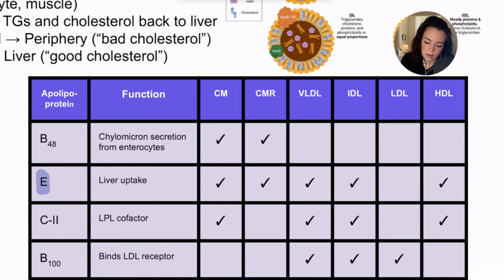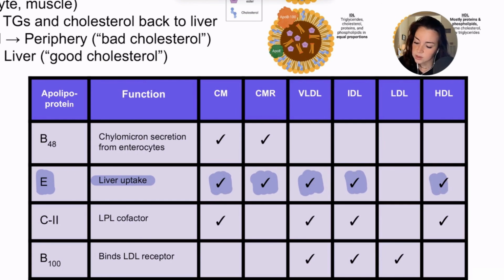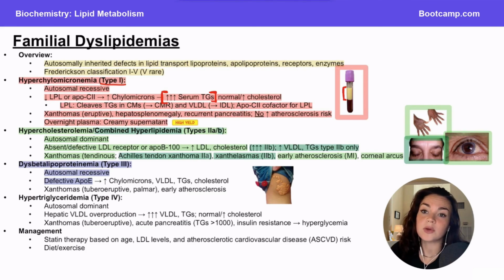If you remember our ApoE from our introductory video to these apolipoproteins, it controlled liver uptake and was on the surface of all of these different molecules, the chylomicrons, and therefore the chylomicron remnant, the VLDLs, and the IDLs, as well as the HDLs. So defective ApoE means defective liver uptake, meaning increased serum concentration of things like chylomicrons, VLDL, and increased serum concentrations of those lipoproteins means that there's an increased serum concentration of triglycerides and cholesterol.